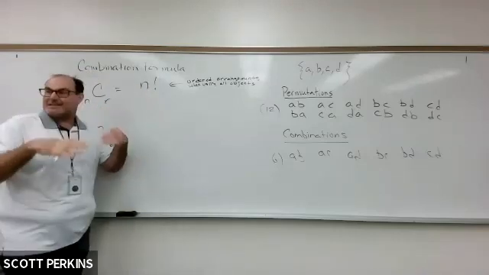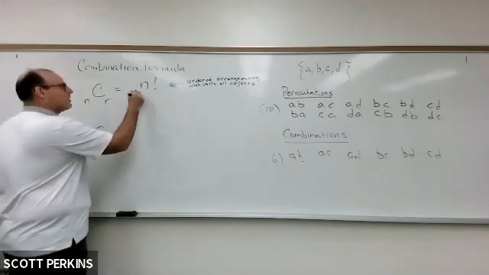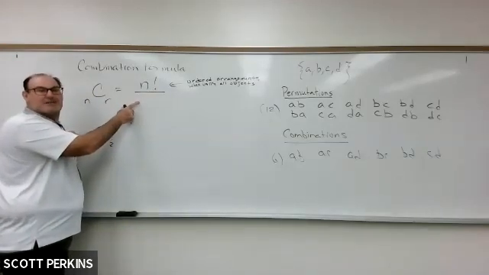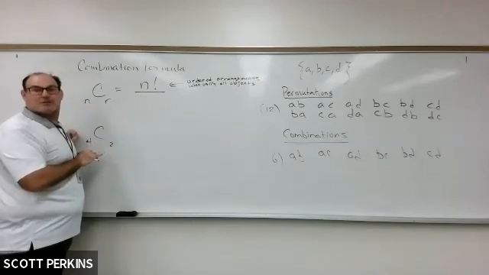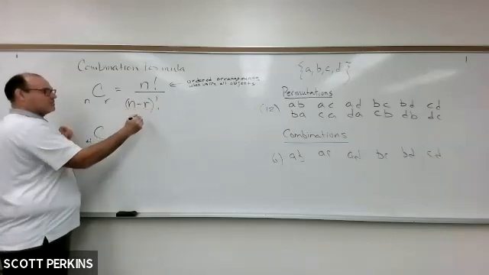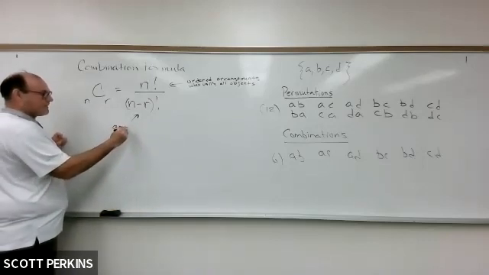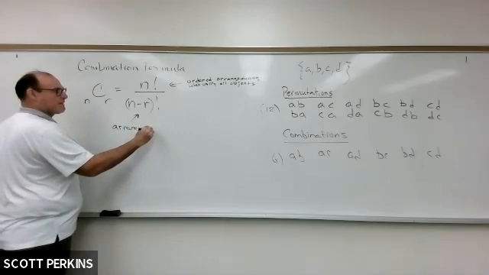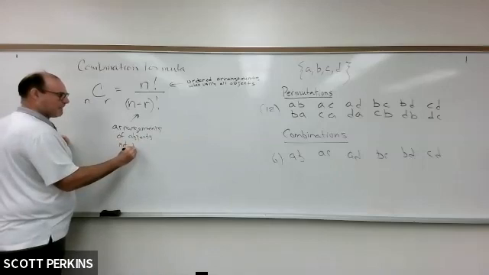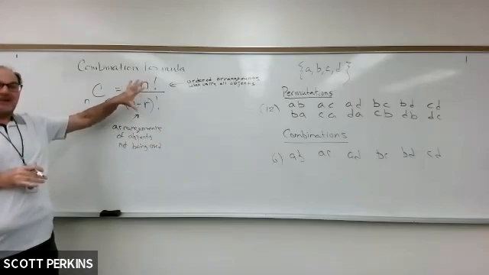But then we said, okay, the next situation was, what if I don't use all the objects? What if I'm just picking a couple of them? So the next thing you did is, what did we divide by here to take into account that I wasn't using all the objects? Right, this is n minus r factorial. This is the arrangements of the objects not being used. And yes, you're exactly right. The way it stands now, that's the permutation formula.